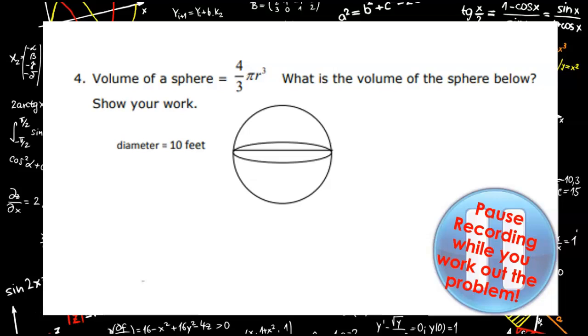All right, number 4, the volume of the sphere. The formula is 4/3 times pi times radius cubed. So what is the volume of the sphere below? Press pause while you work out this quick question. Plug it all into your calculator.